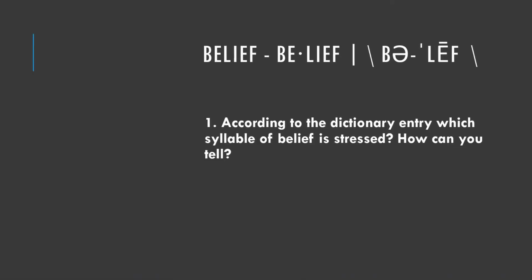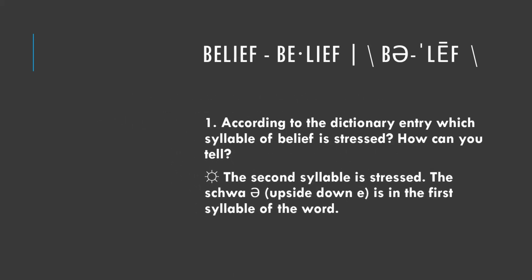So, question to go with belief. According to the dictionary entry, which syllable of belief is stressed, and how can you tell? Now, it's a little tricky, but remember we talked about it. So the answer is the second syllable is stressed. Remember the schwa, you see that upside down E is in the first syllable. And when you see that upside down E, that means that is not a stressed syllable.